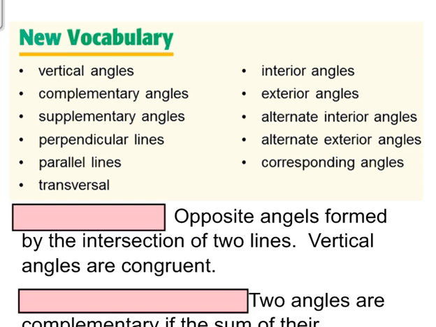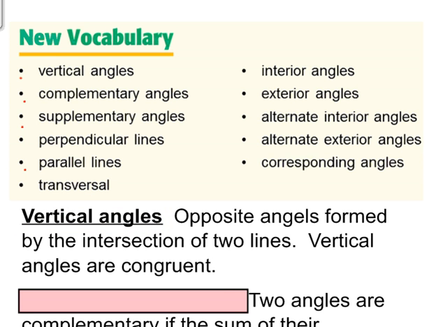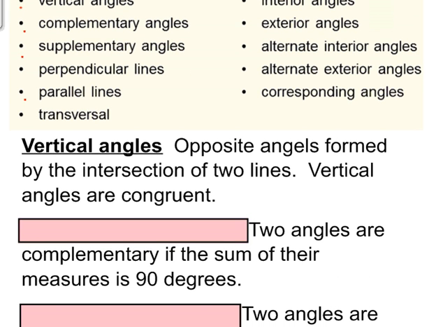We've got a whole bunch of vocabulary words. We've got 1, 2, 3, 4, 5, 6, 7, 8, 9, 10, 11 different vocabulary words. So you're going to need to get these all down, and we'll have to get a good understanding of each of them. Vertical angles: opposite angles formed by the intersection of two lines. Vertical angles are congruent, or means equal.